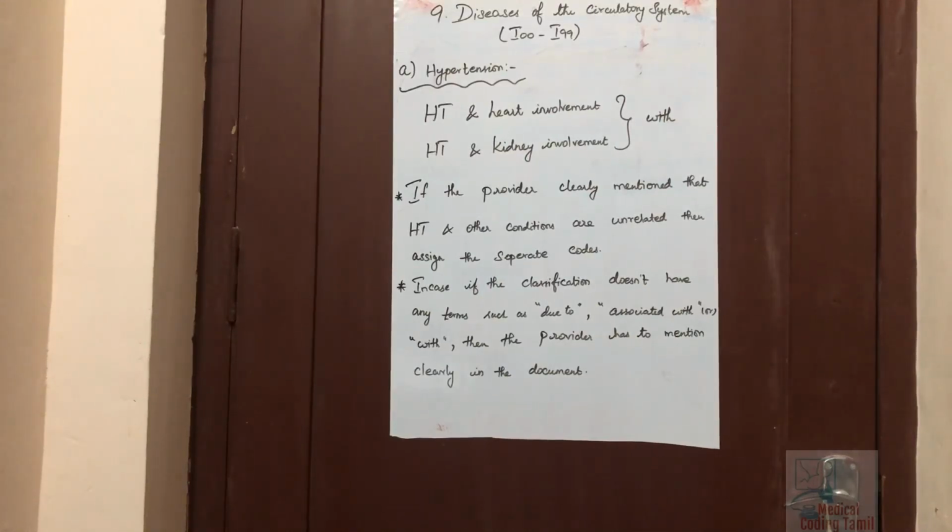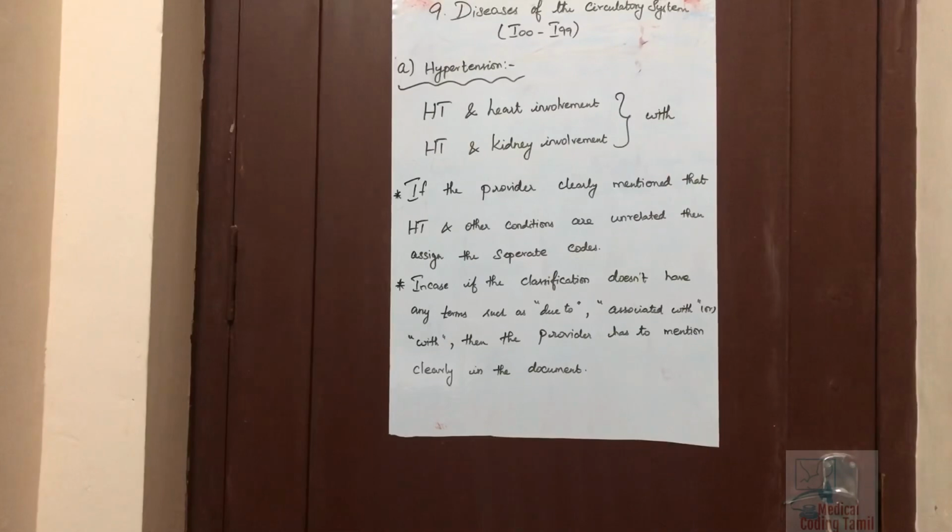Today we are going to see about diseases of the circulatory system, which is the ninth chapter in ICD-10-CM. The code ranges from I00 to I99. The first topic here is hypertension. I wrote a short form, HD, for hypertension.